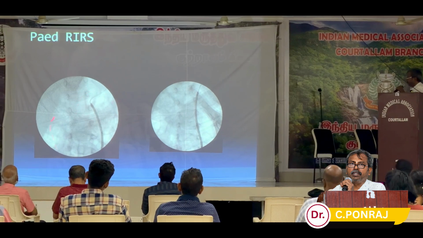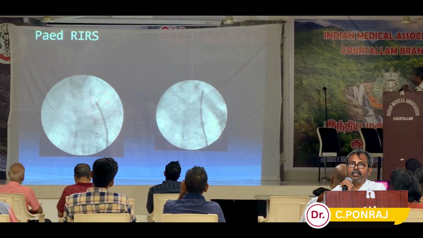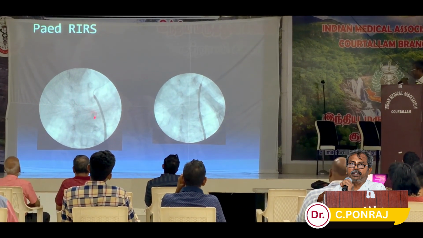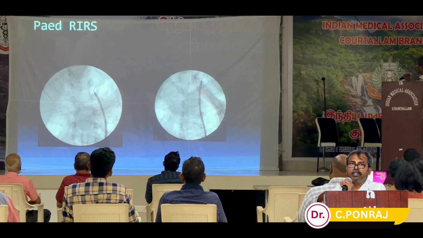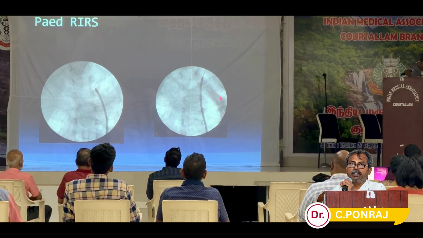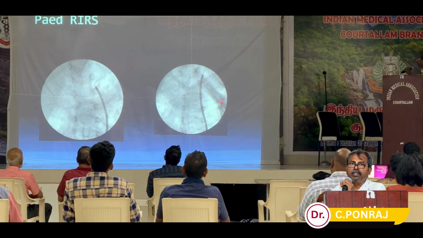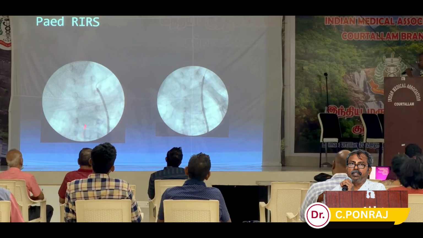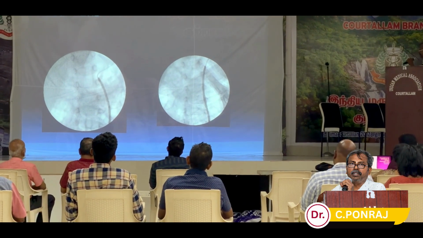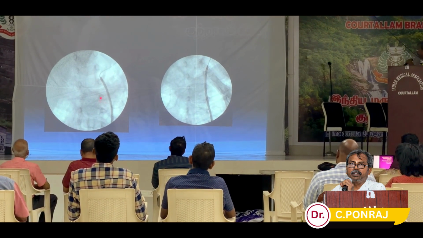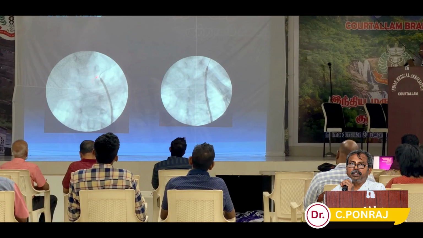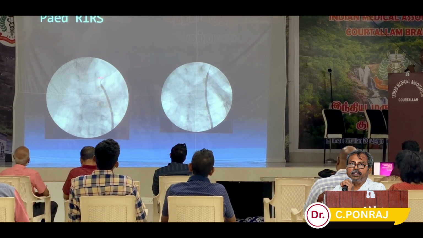This is a 9-month-old baby. This is my finger appearing like a femur. See, even a 9-month-old baby can form stones and present with hematuria. We have cleared such cases without scar. We passed a flexible ureteroscope and pulverized the stone with laser.